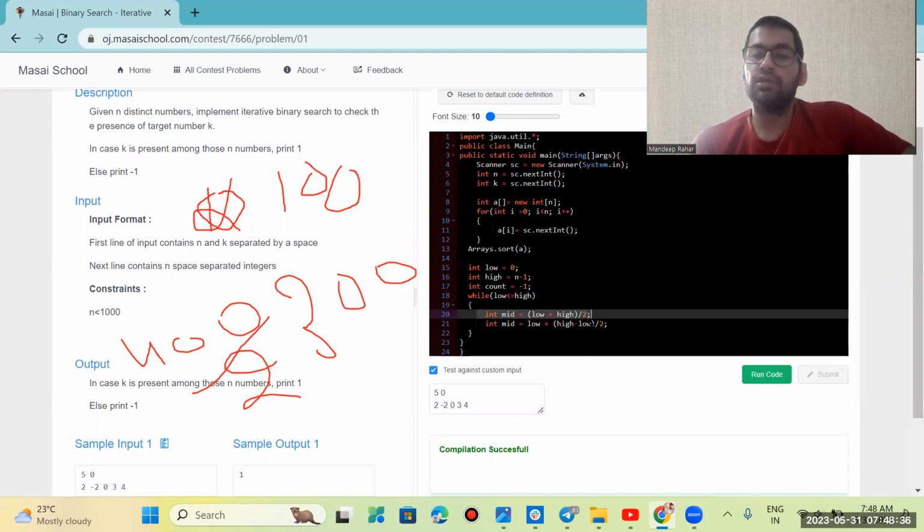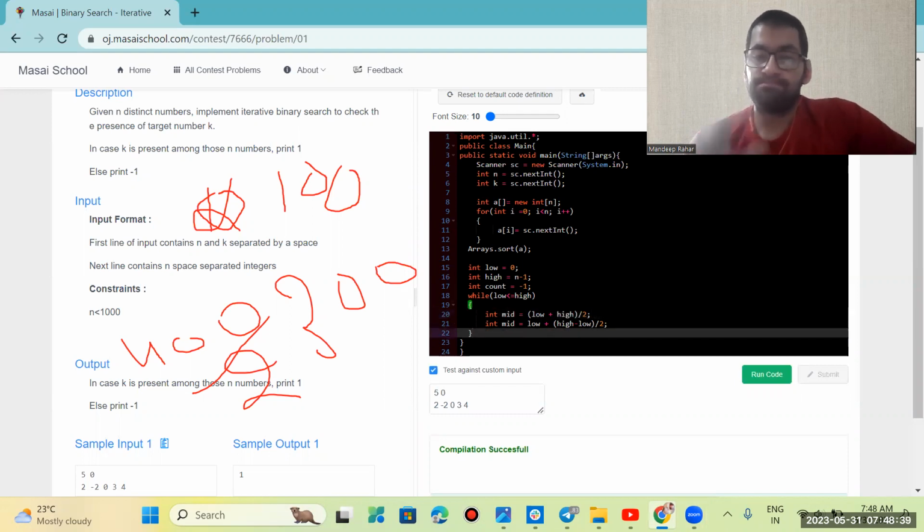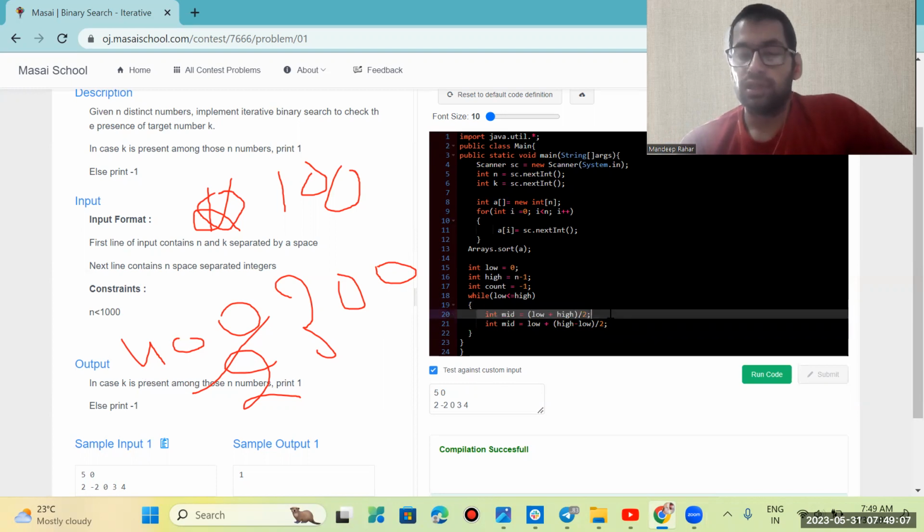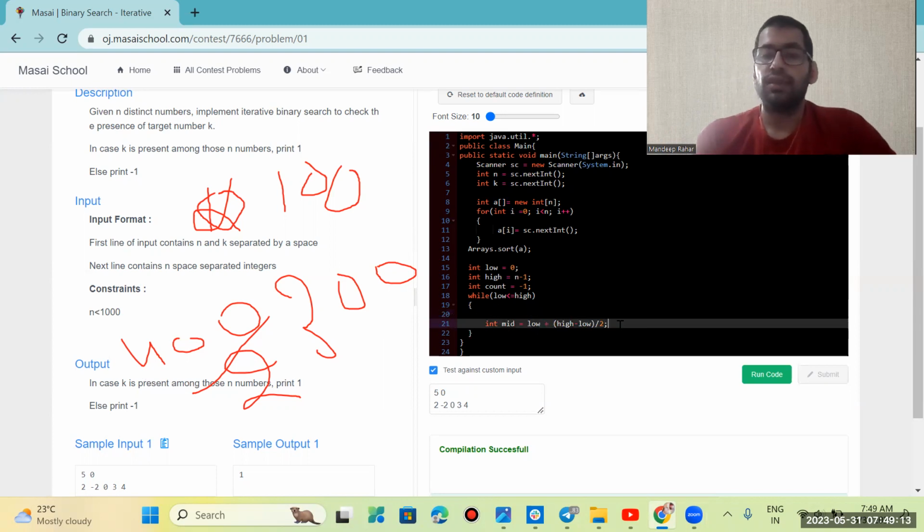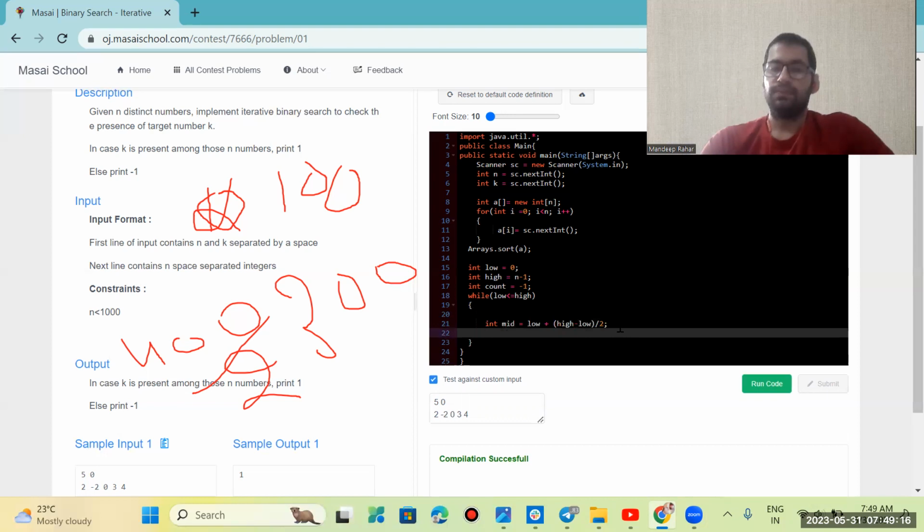The most important thing in this line is that in the earlier one we go up to 400 maximum, but in this one we are not going to 400. We already used high and low: high minus low, 300 minus 100, means 200. So that's why it doesn't give us TLE. So we always use this line to find our mid.